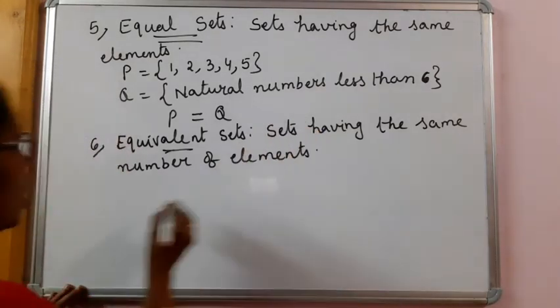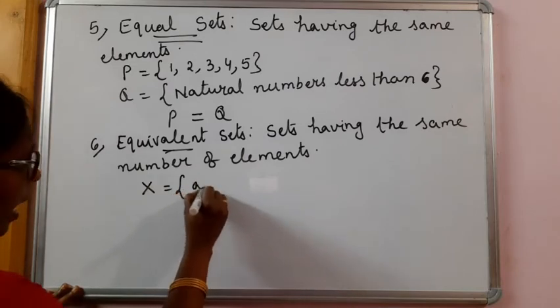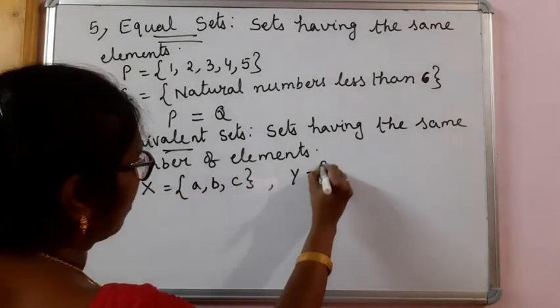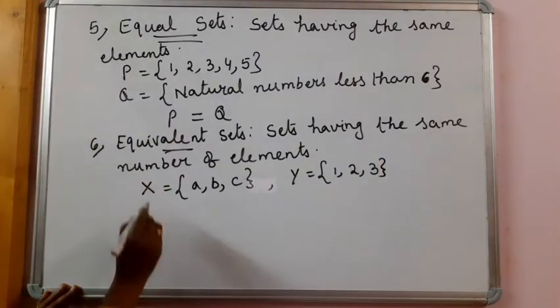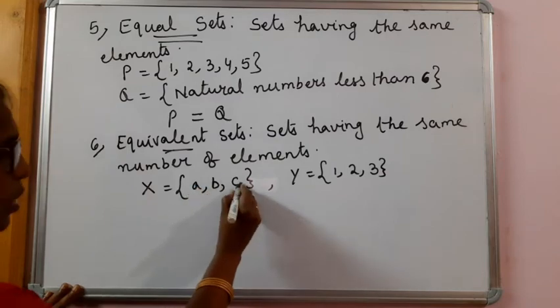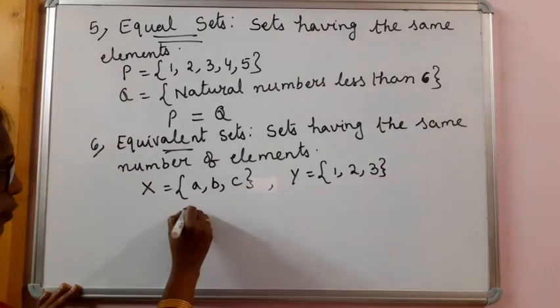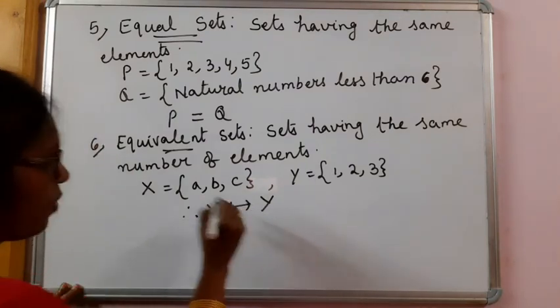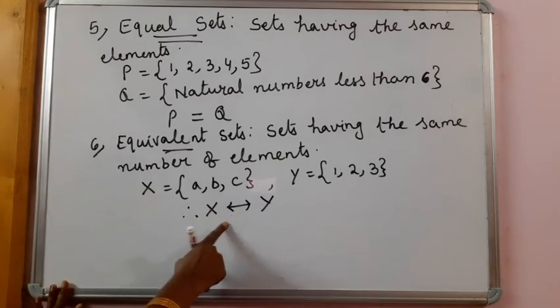Okay. Suppose set X is having A, B, C. Set Y is having 1, 2, 3. We can see X is having 3 elements. Y is having 3 elements. Therefore, X and Y are equivalent sets. This is the sign for equivalent.